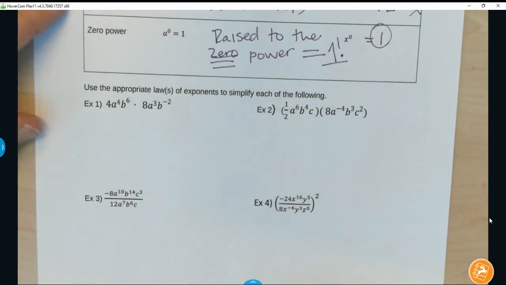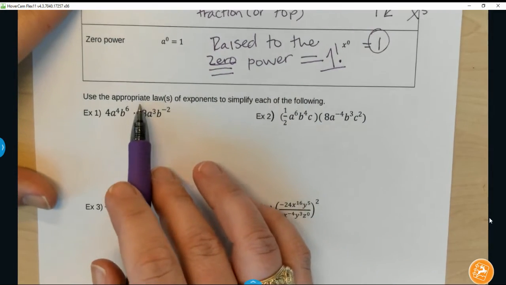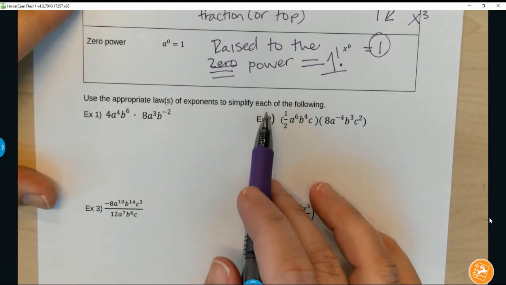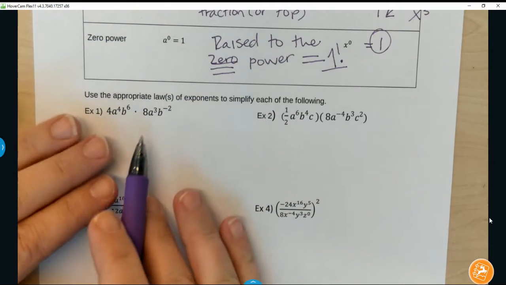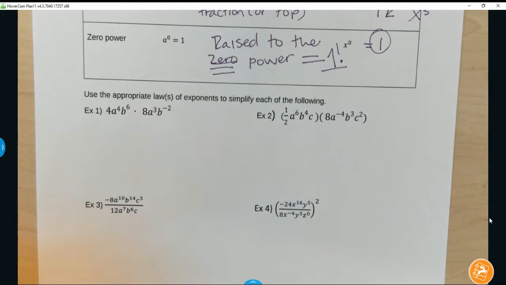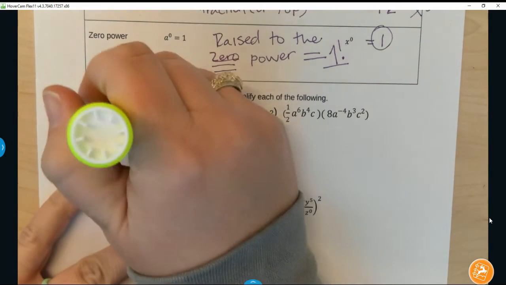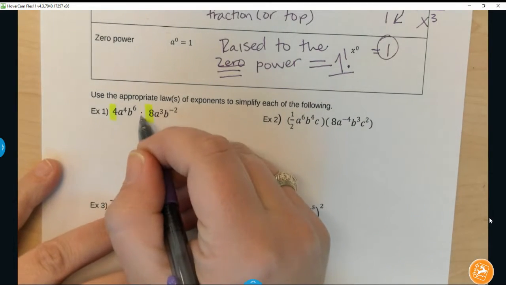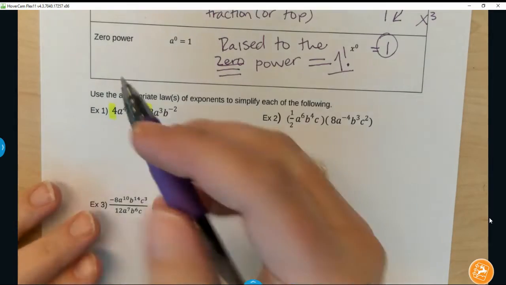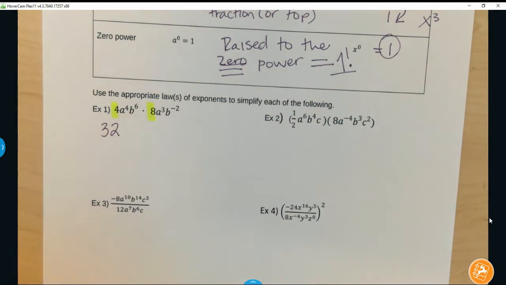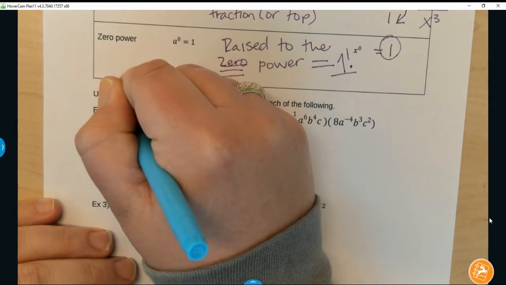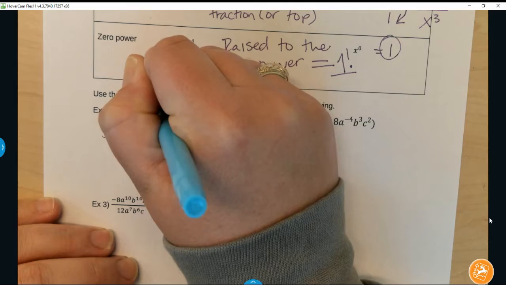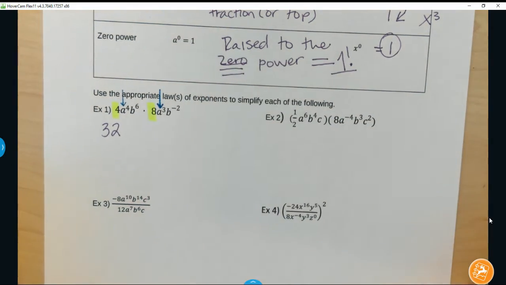We're going to use the appropriate laws of exponents to simplify each of the following. So on this first one, let's kind of break it apart. I would go ahead and I would look at the fact that you have coefficients that you can get multiplied together. We see that multiplication sign here in the middle. 4 times 8 would give us 32. And then you have a to the 4th power times a to the 3rd power.